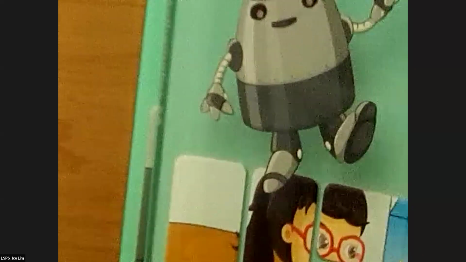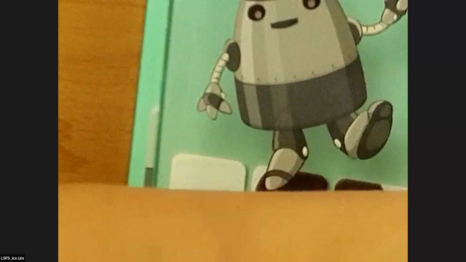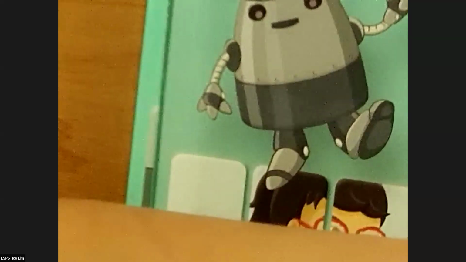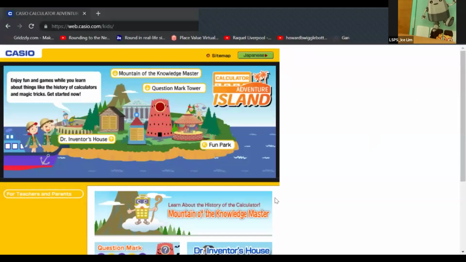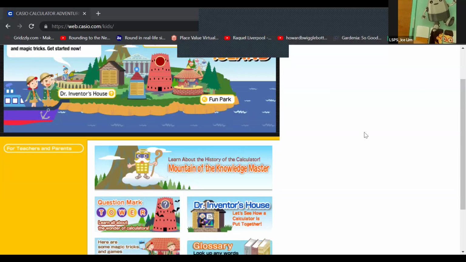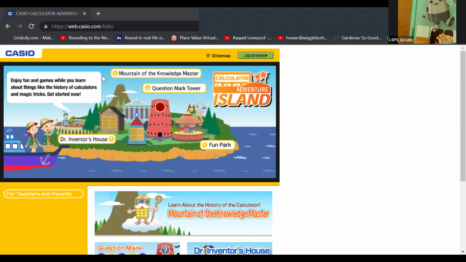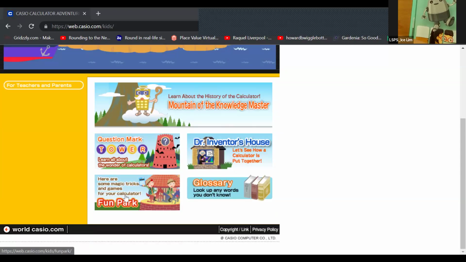Tomorrow I've already booked the computers. We are going to try out this new adventure, called the Adventure Island. This is where I got the secret. So tomorrow we'll get to use the calculator and the computer, then explore this calculator island. There are some fun, interesting stories.